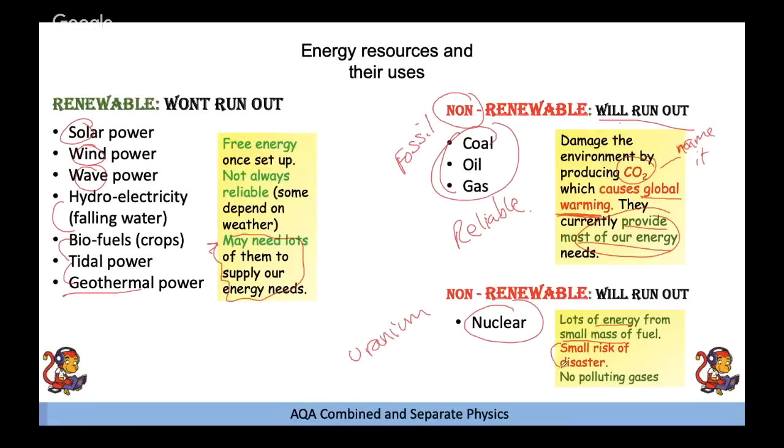Now, there is a small risk of disaster. If the disaster happens, the disaster is pretty bad, like Chernobyl, the Russian Ukrainian power station that blew up in the 80s. And the good thing about this is there's no polluting gases, so no CO2, okay, when the electricity is being made.